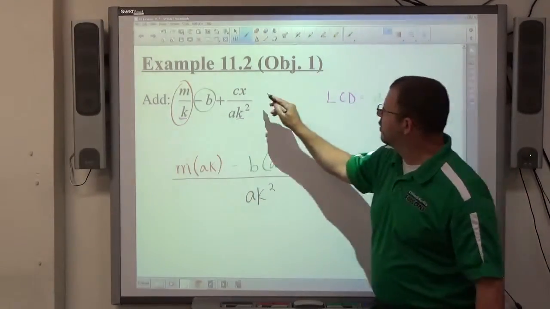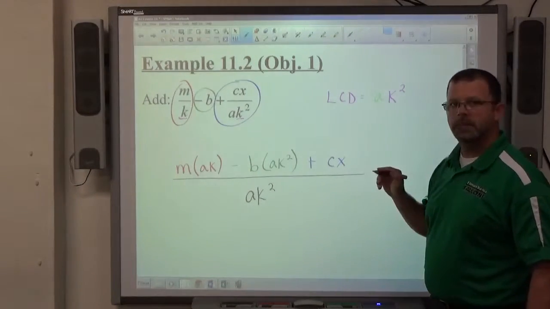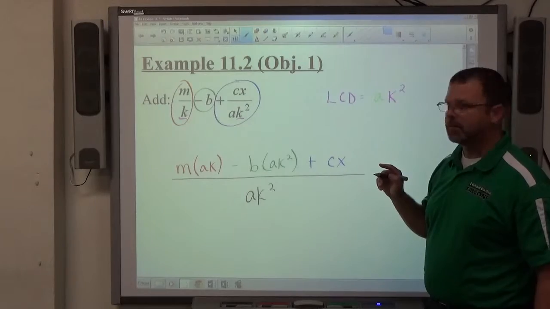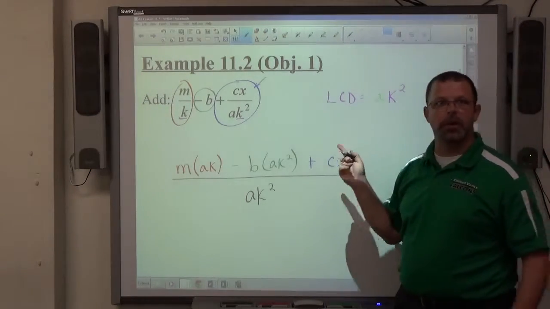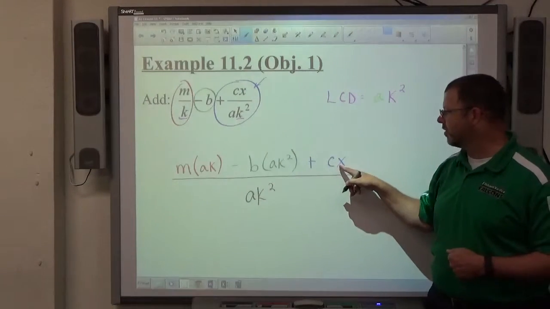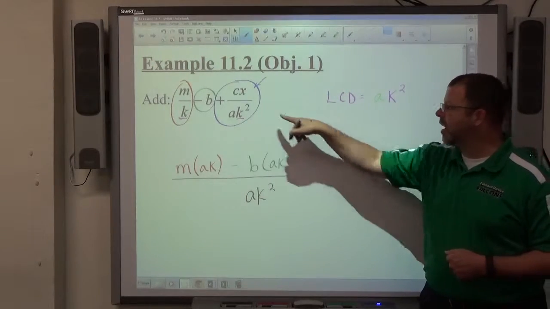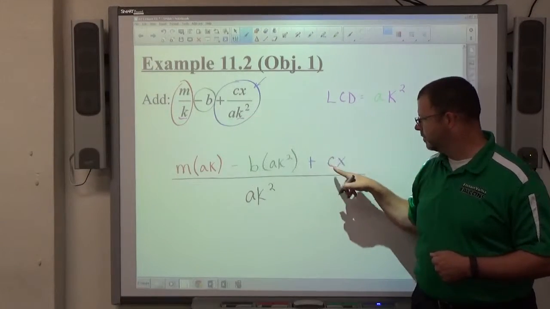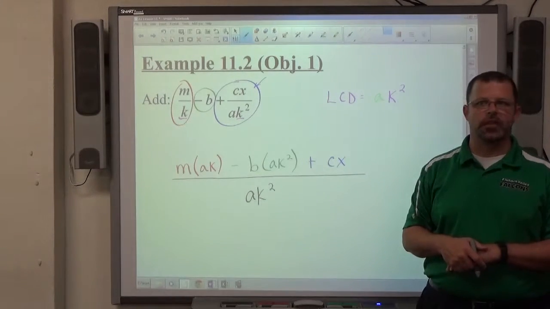And the last fraction, let's go with Emily. What's missing? AK. Oh, right here on this one. Oh, wait. Nothing. Nothing, right? So it is what it is. So that fraction was exactly what it needed to be. So notice that fraction still is cx over ak squared. So I don't have to modify this at all. That denominator was exactly what we needed to be. So that fraction stays exactly what it was. No changes necessary. Everybody see that okay?